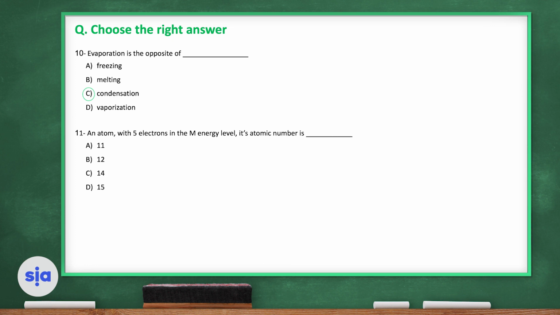An atom with 5 electrons in the M energy level. Its atomic number is. Which one is the M energy level? We have K, L, M. So M is the third one. It has 5. What about the first? K, of course 2. What about the L? The second, of course 8. So if you sum them up, 2 plus 8, 10 plus 5, 15.